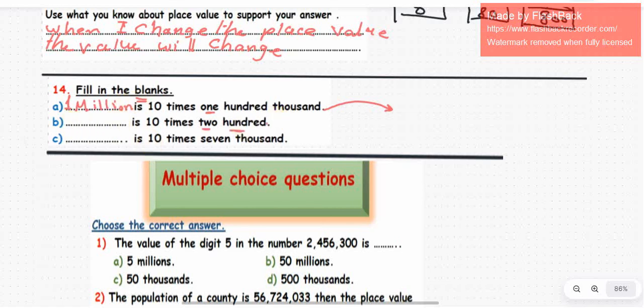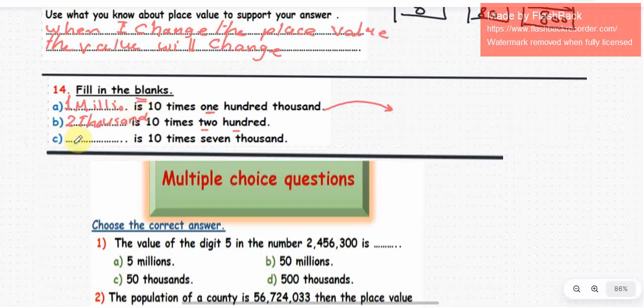Letter B. What is the next place after 100? 10 times means 10 times 200. A 2 under 100. So what is the next place after 100? Yes, it's 1,000. So I'm going to write the number 2 in the 1,000.